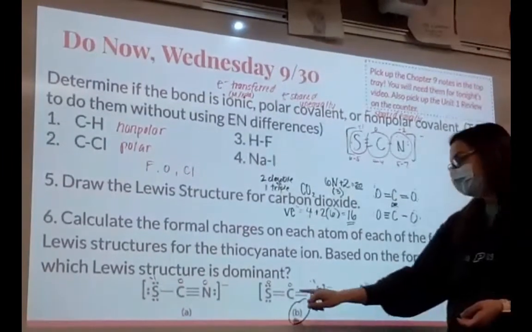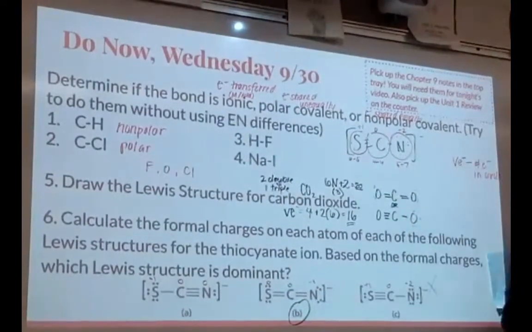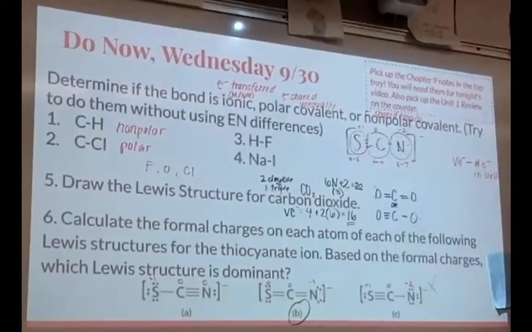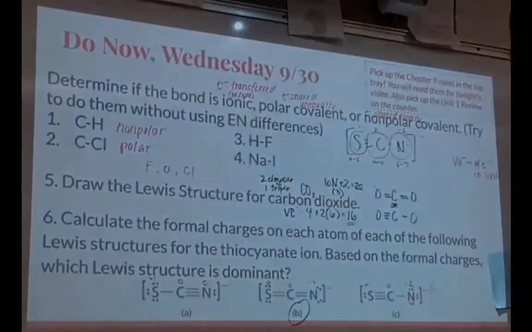Again, because it has two atoms with a formal charge of 0, and if there has to be a formal charge, it puts the negative on the more electronegative atom. N is more electronegative than S because it's smaller.